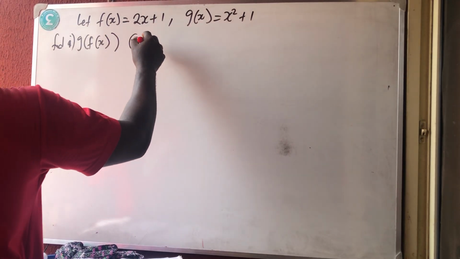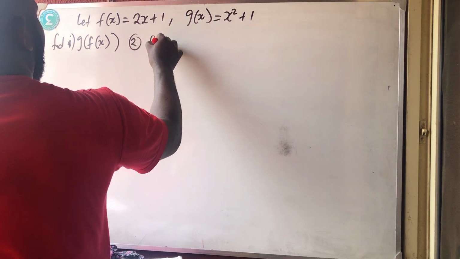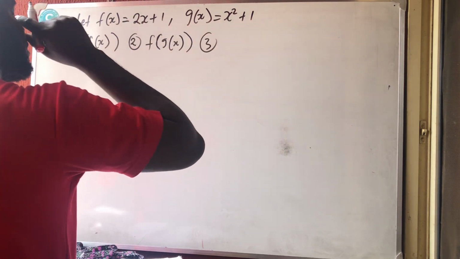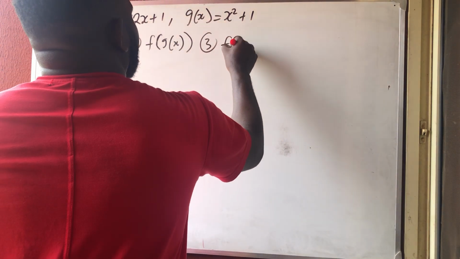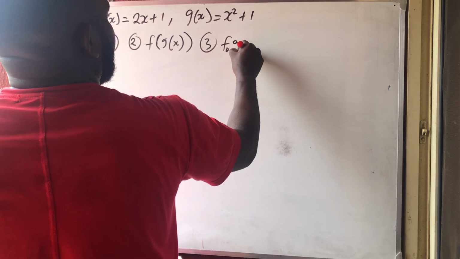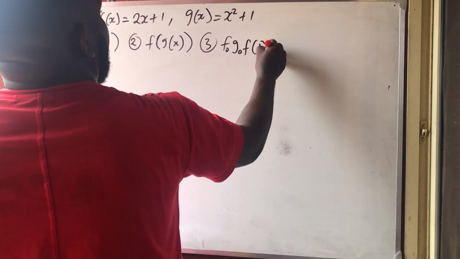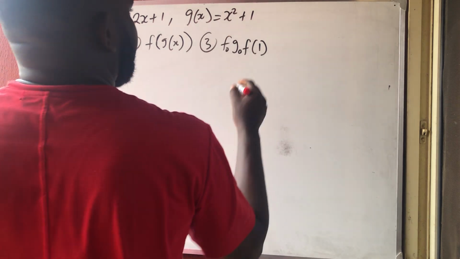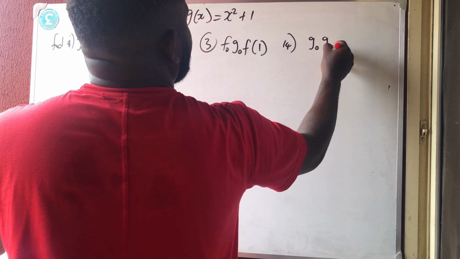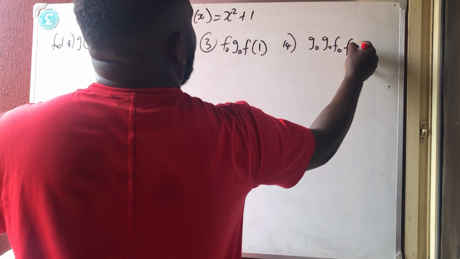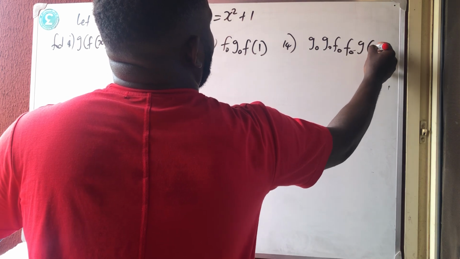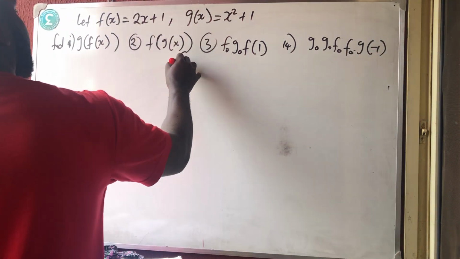Number 2 question: find f of g of x. Number 3 question: find f of g of f of 1. Number 4 question: find g of f of g of minus 1. Okay. Solution.